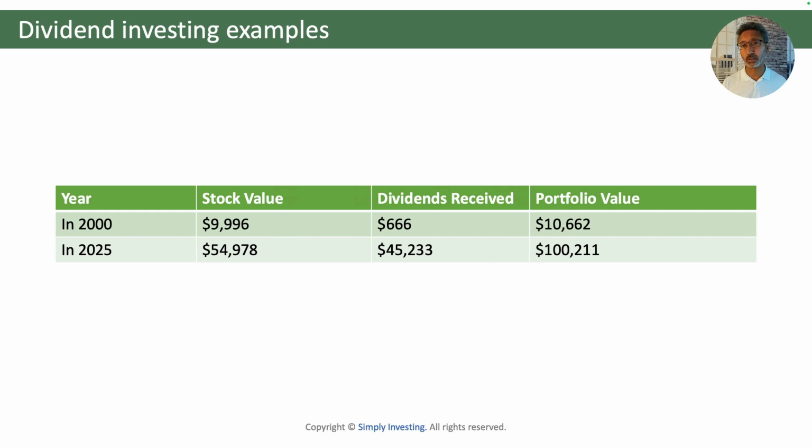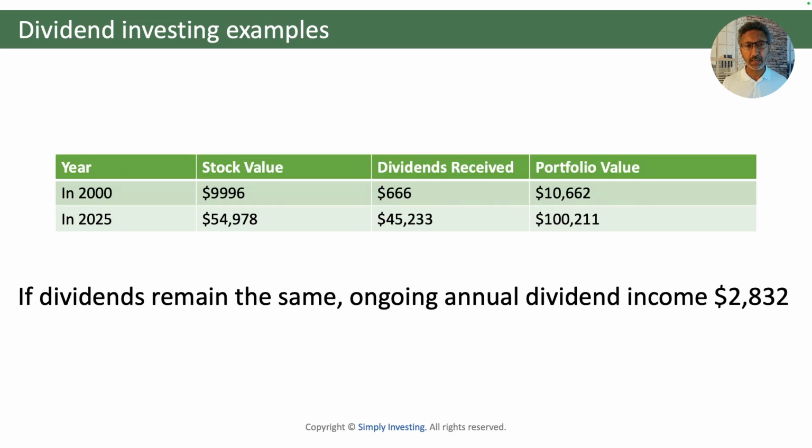So we're assuming the cash dividends, the 45,000 you received, is just sitting in cash in that account, or you spent it. If you spent it, then your portfolio value is $55,000, right? That's just the value of the stock itself. Now, if the dividend remains the same, the current dividend as of this recording, and it doesn't change, you would expect this year to receive $2,832 in dividends just from this investment alone in TC Energy.